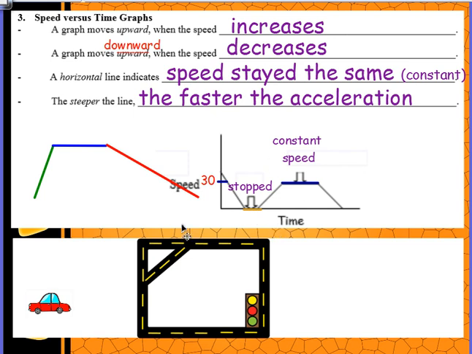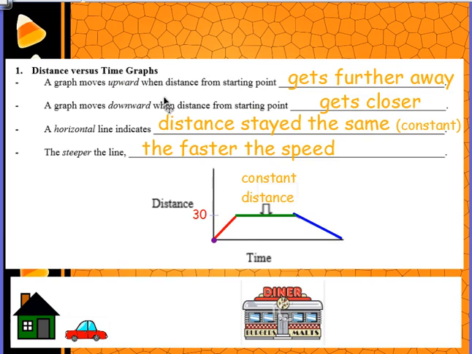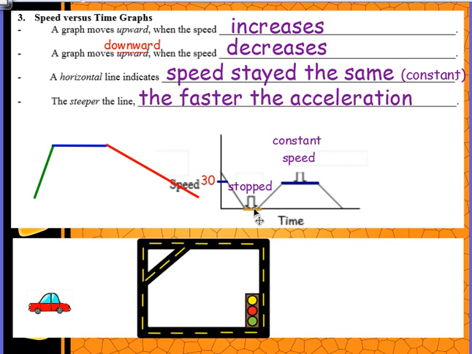Notice that this is different from the distance versus time graph up in number 1. The car had stopped when it got to the diner, it was this horizontal line right here. Okay, so in this example, the horizontal line on the x-axis for speed simply means that it stopped because its speed is now 0. Okay?